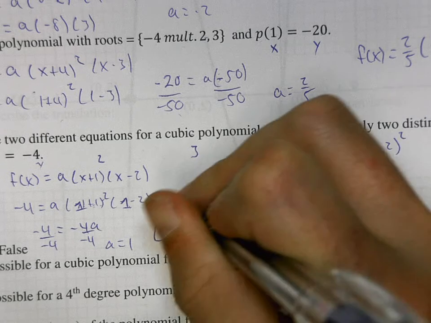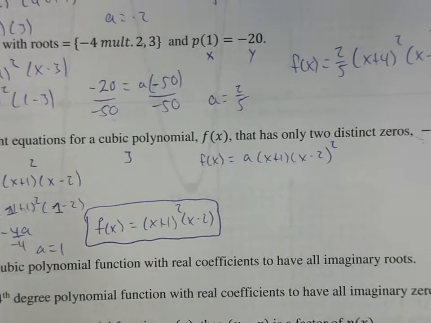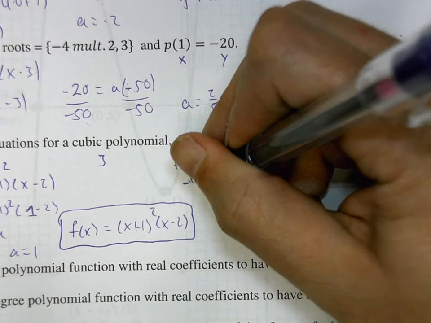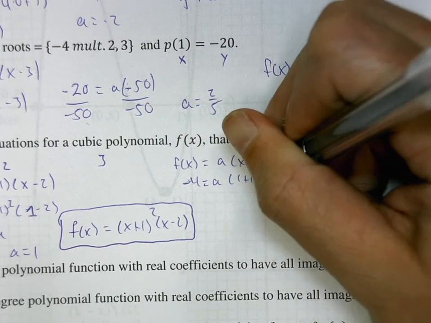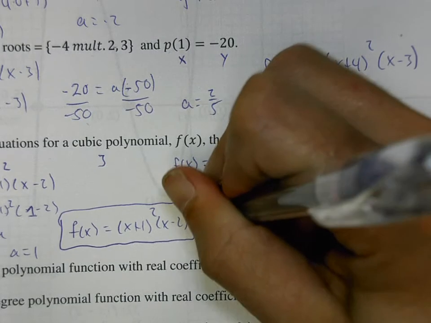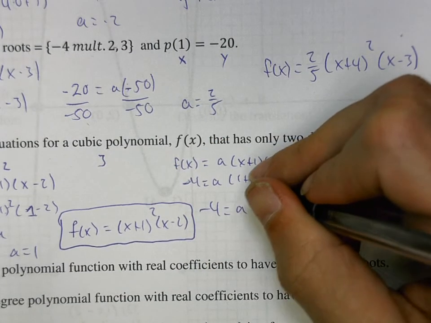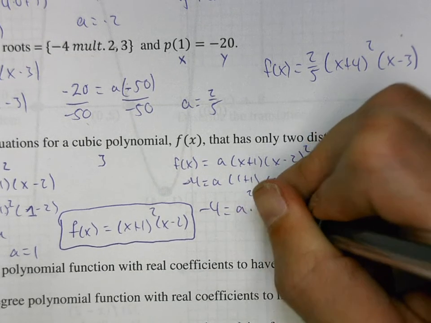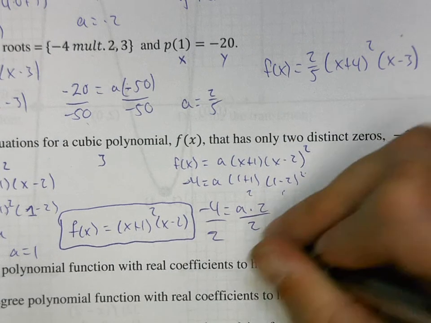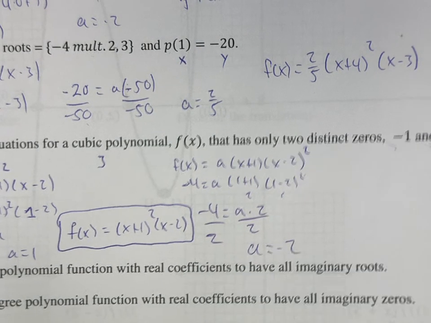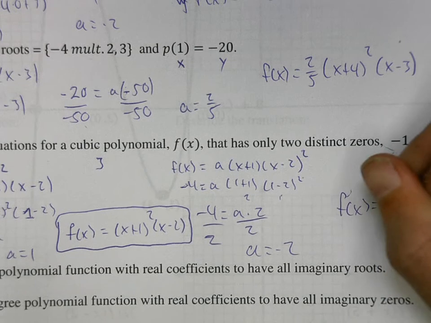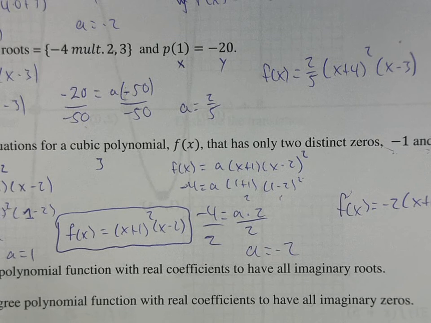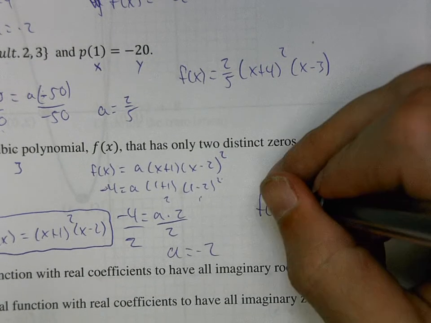For the next one, again, negative 4 goes in the y, 1 goes in the x. 1 plus 1 is 2. 1 minus 2 is negative 1, but negative 1 squared is positive 1. So that's a times 2. Divide both sides by 2, and a equals negative 2. So you get f of x equals negative 2, x plus 1, x minus 2 squared. Those are our two equations.